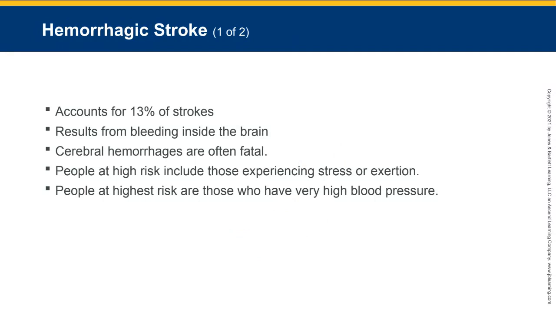Now, hemorrhagic stroke accounts for 13% of strokes. It results from bleeding inside the brain. Cerebral hemorrhages are often fatal. People at high risk include those experiencing stress or exertion. People at highest risk are those who have very high blood pressure. So uncontrolled high blood pressure is a significant risk to hemorrhagic stroke, especially if the person has high blood pressure and is an alcoholic.